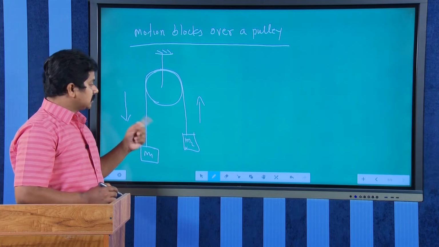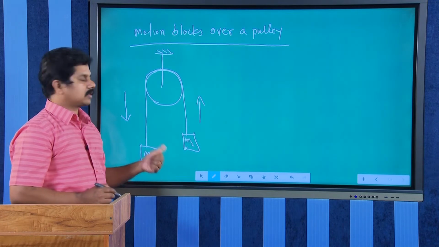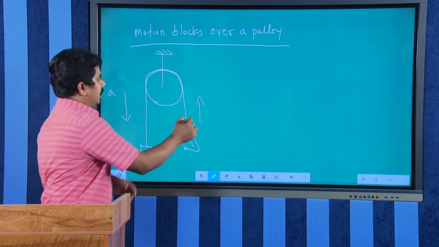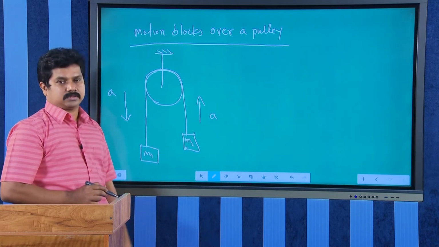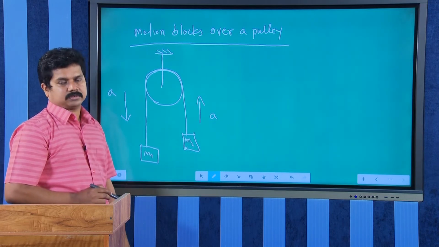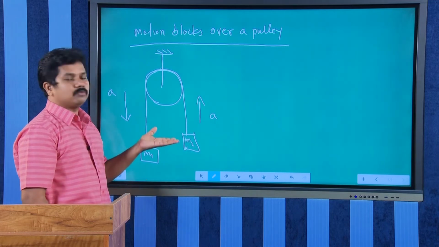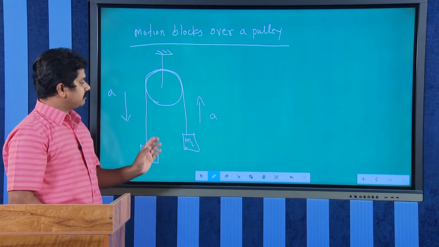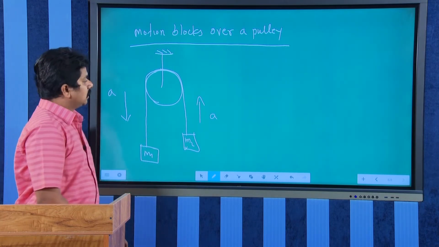In this case, the acceleration of these two will be same. So, acceleration of the first one will be A downward and the second M2 will be A upward, just the direction will be opposite. The magnitude will be same, direction will be opposite. So, M1 will move down, M2 will move up with the same acceleration, same in the sense magnitude wise they are equal, direction opposite.